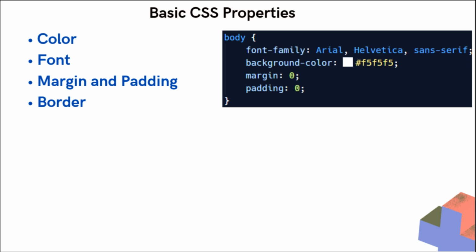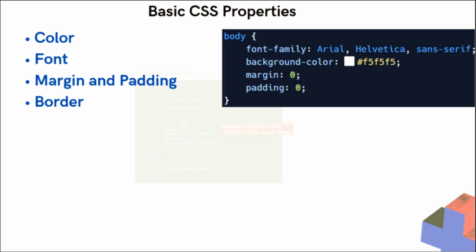Now, we are going to cover some basic CSS properties. In CSS, we'll often use settings like color, font, margin and padding, as well as the border. So combining these properties allows you to create a visually appealing web page.